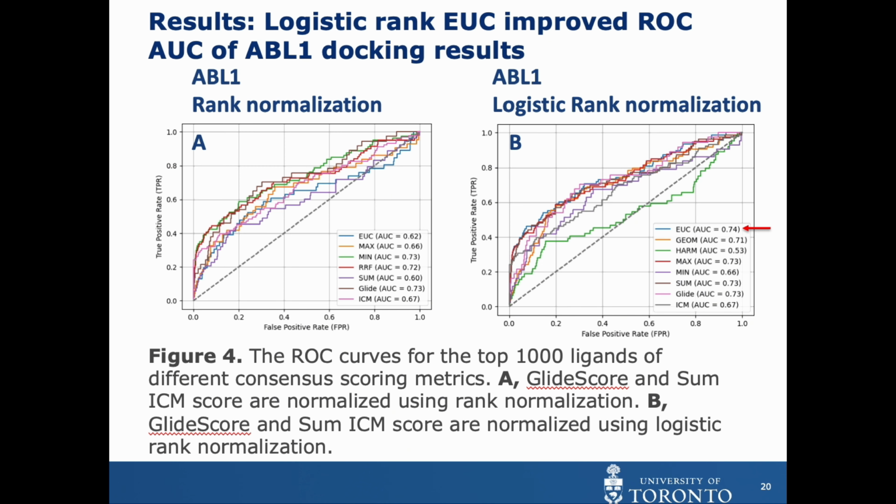Next, we will evaluate the consensus scoring results using performance metrics: ROC AUC, BEDROC, and the enrichment factor. First, let us examine the results evaluated by ROC AUC. As shown in Figure 4, among the consensus scoring methods using rank normalization and logistic rank normalization, only the logistic rank Euclidean norm demonstrates a superior performance compared to both GLIDE and ICM, increasing the ROC AUC value to 0.74.